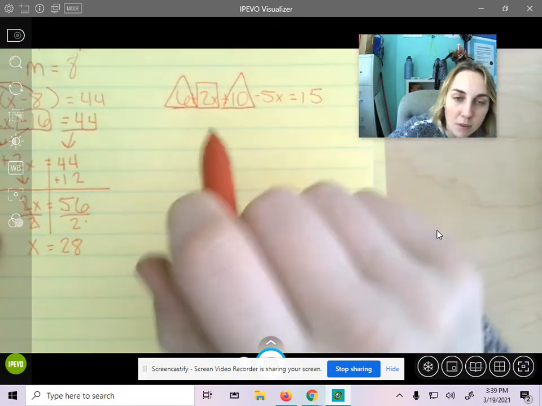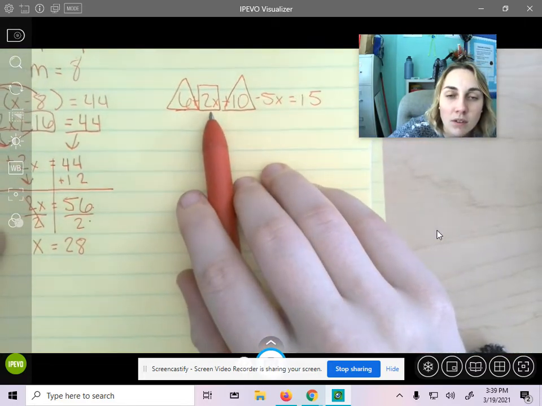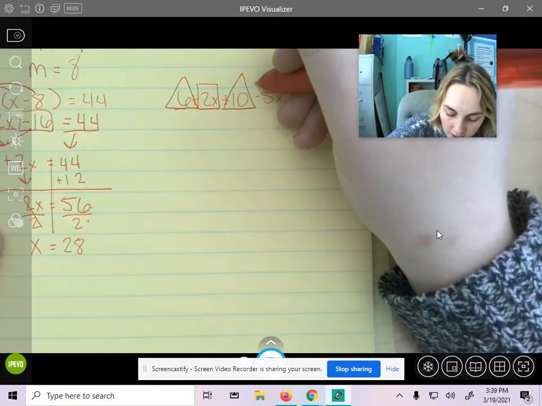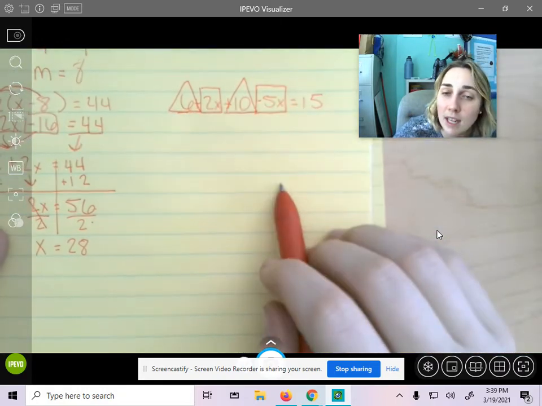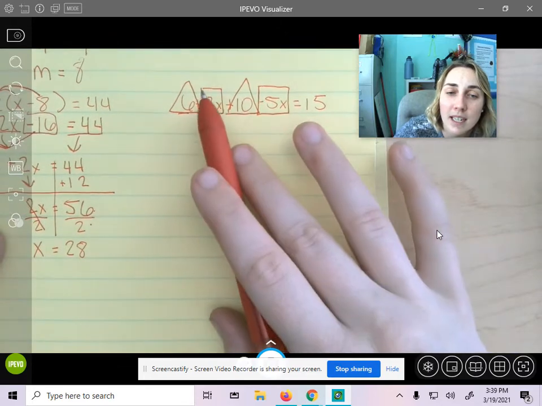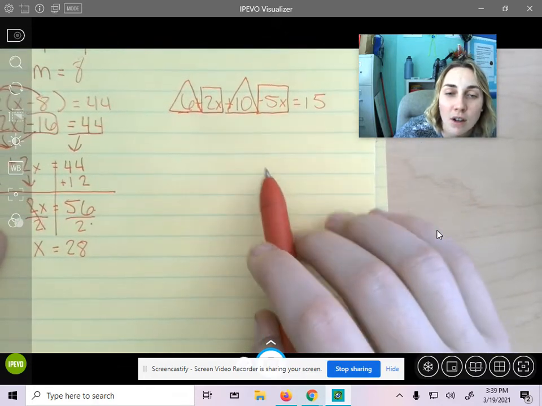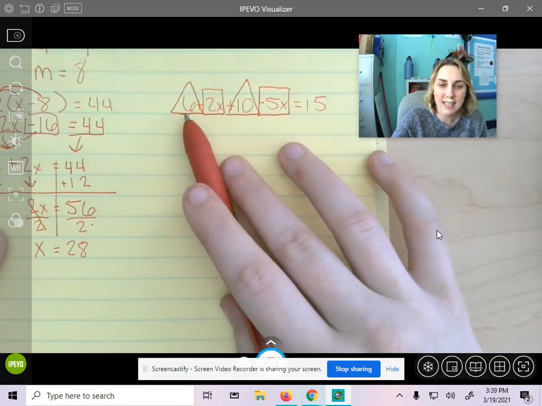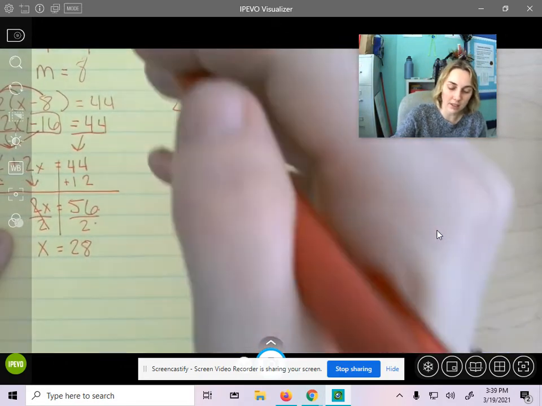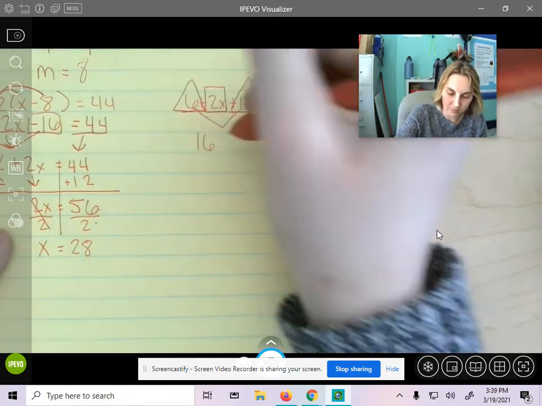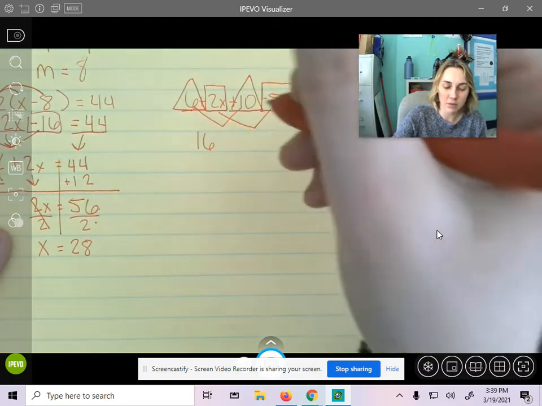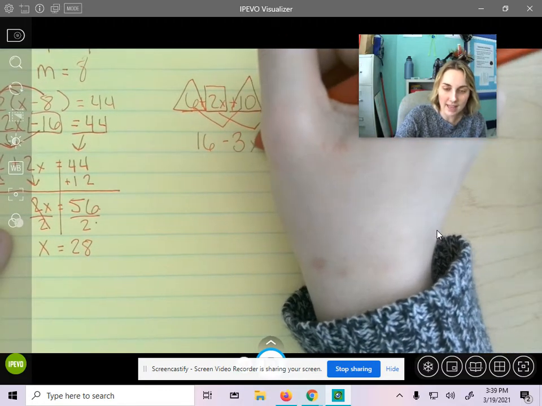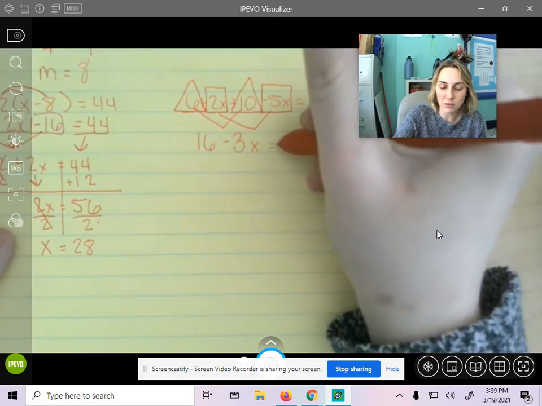My next term is 2x, and a like term that goes along with 2x is going to be -5x. The reason they are like terms is because they have the same variable next to them, so I can combine those as well. So I need to simplify this expression before I can solve for x. So 6 plus 10 is going to give me 16. 2 minus 5 is going to leave me with -3x, and then I'll bring down this is equal to 15.